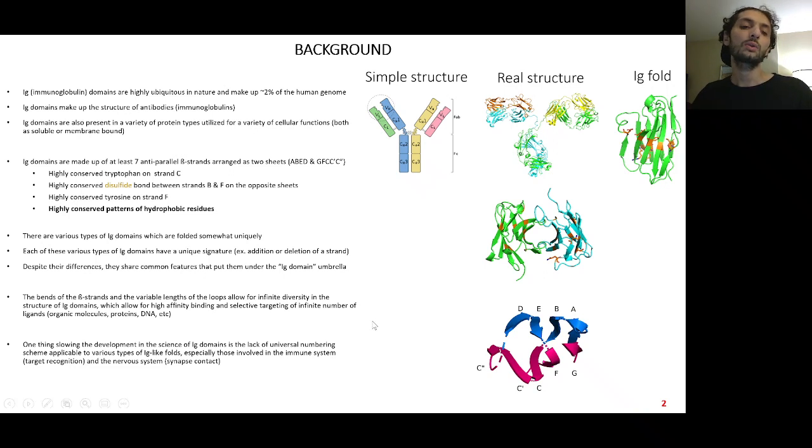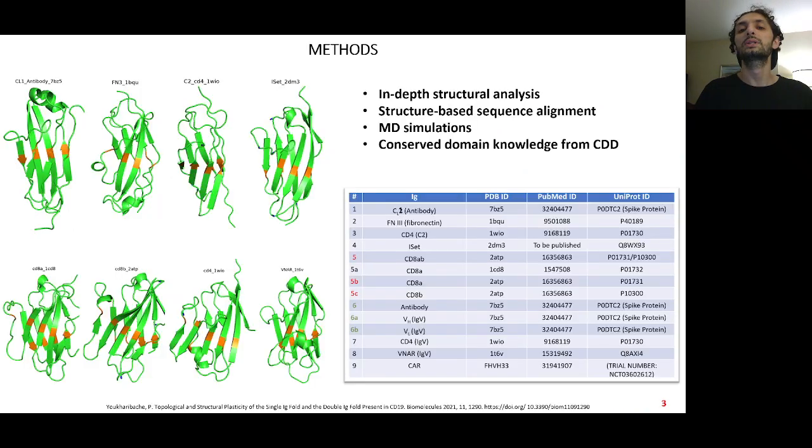However, one thing slowing down the development in the science of Ig domains is the lack of a universal numbering scheme, which we can apply to all Ig-like folds and not just the antibodies, especially those involved in the immune system and in the nervous system. So we used in-depth structural analysis, structure-based sequence alignment, MD simulations, and also the conserved domain knowledge from the CDD in order to guide us towards choosing our anchoring and analyzing these different Ig domains, which are listed here.